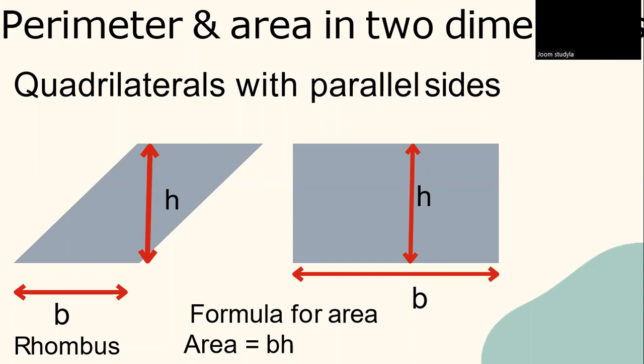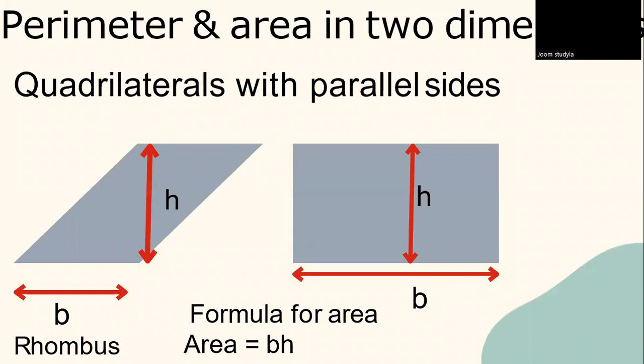Perimeter and area in two dimensions. Polygons. A polygon is a flat two-dimensional shape with three or more straight sides. The perimeter of polygon is the sum of the length of its sides. The perimeter measures the total distance around the outside of the polygon. The area of a polygon measures how much space is contained inside it.